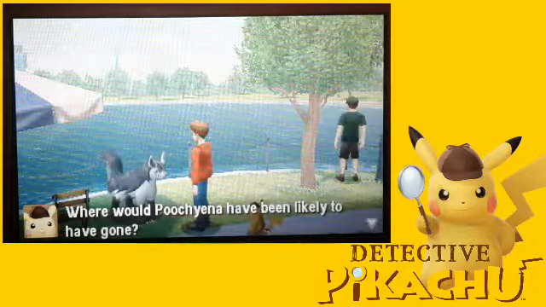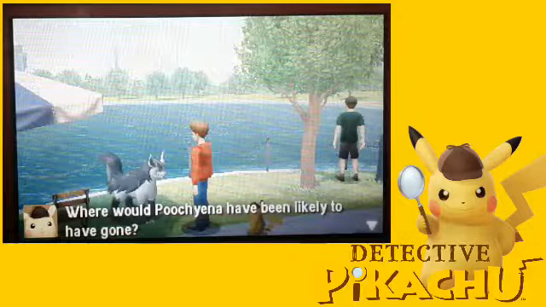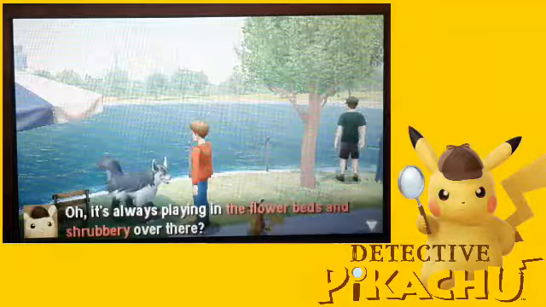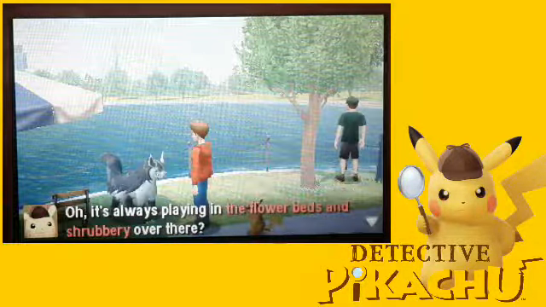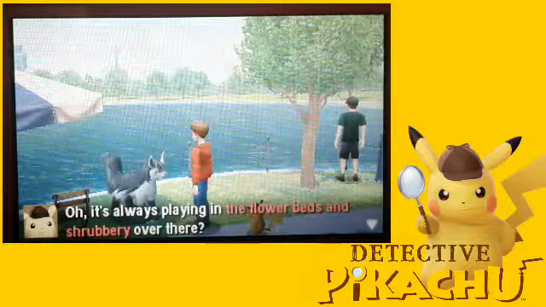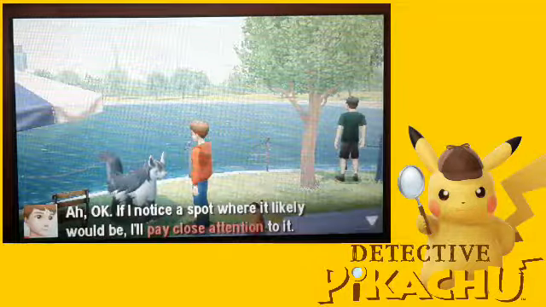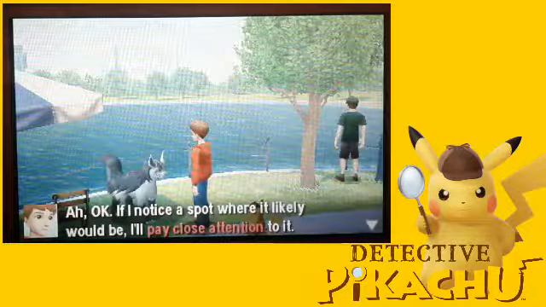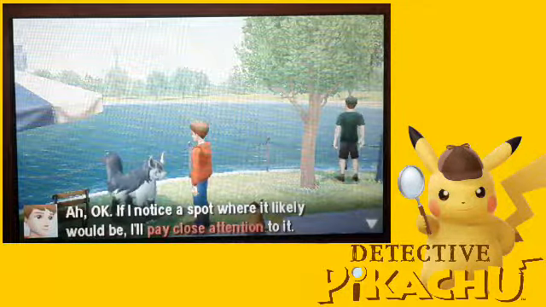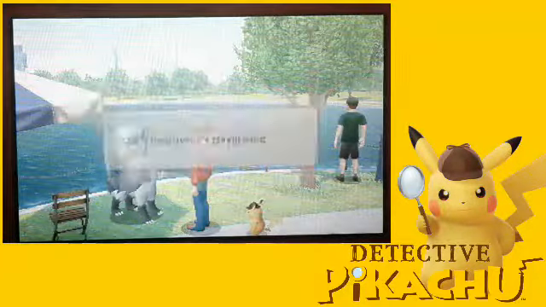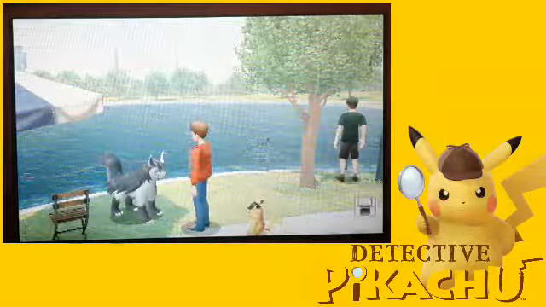Where would it be likely to have gone? It's always playing in this forest, but it's in the shrubbery over there. Ah, okay. If I know the spot where it's likely to be, I'll pay close attention to it.